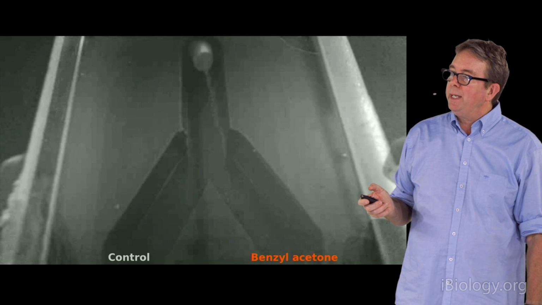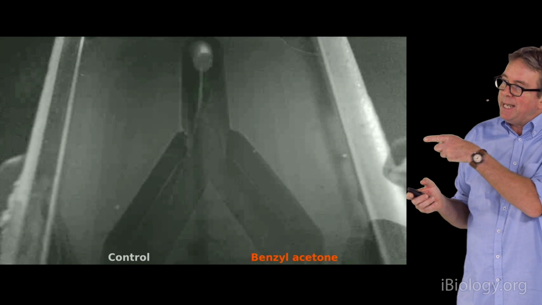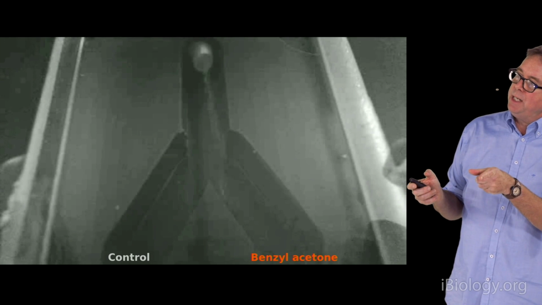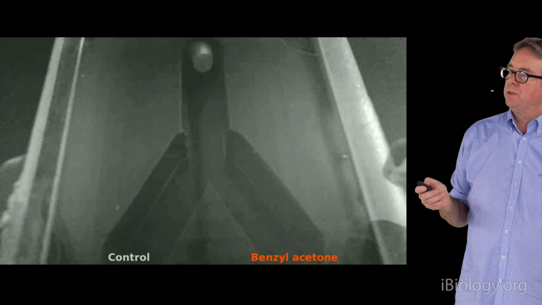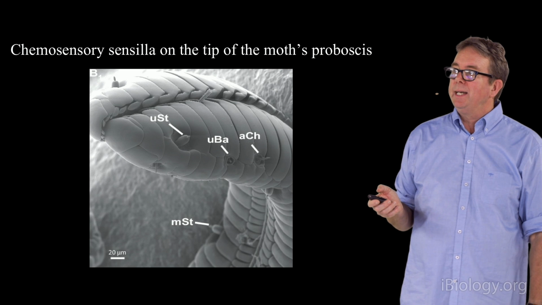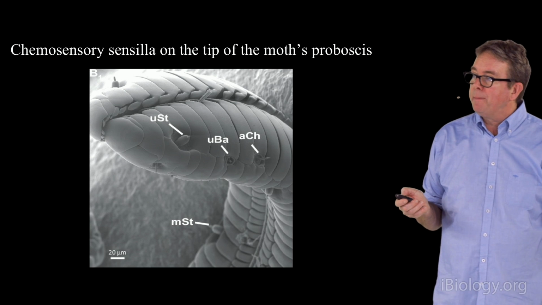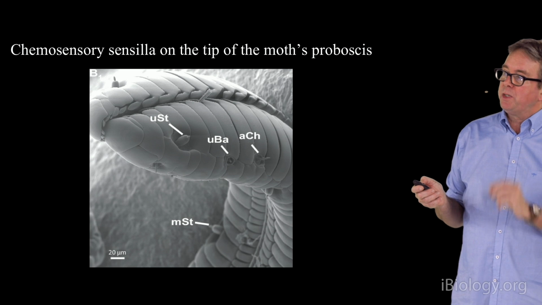And as you can see, on the right-hand side is the chamber that's scented with benzylacetone, and the moth's tongue is scenting down, searching there, testing out the control, but going back to the benzylacetone one. And the other neurobiologists in the Hansson department identified the particular chemosensory sensilla on the tip of that moth's tongue that was responsible for sensing benzylacetone.